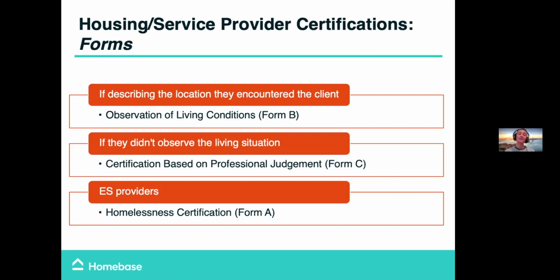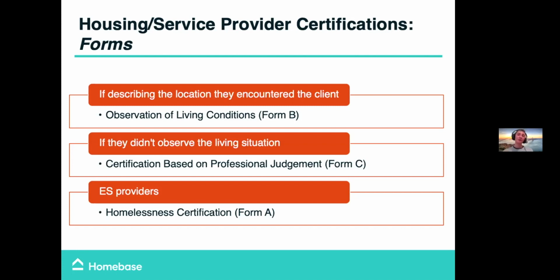If the professional did not observe the client's living situation, they didn't go out and meet them where they were staying, but they had a conversation with the client, maybe in their office or in another location, and through that conversation and interaction, based on the housing or service provider's professional judgment, they knew that the client was homeless, then they can fill out Form C. So this would be the example of the nurse. The nurse is talking to the client. They're not doing medical outreach, so they're not out in the encampment. They're in the clinic, and based on what the client is describing about where they're staying, difficulty maybe managing medications because they're living outside, or whatever context that information comes up in, that professional can say, well, yes, I had this conversation, and in my professional judgment, it was clear that this client was homeless at this time.